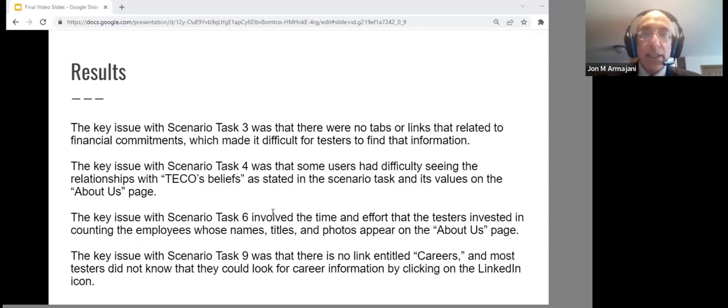Scenario task 9. This scenario task asks users to find a method to learn about careers at TECO. The key issue with scenario task 9 was that there is no link entitled careers, and most testers did not know that they could look for career information by clicking on the LinkedIn icon.